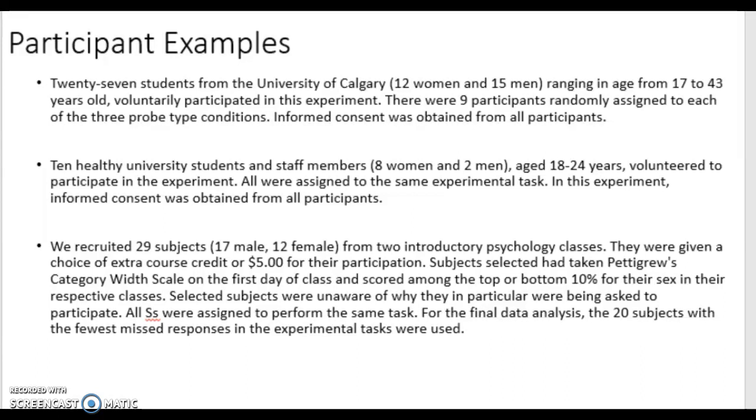Okay, so notice that if the study hasn't been done, you're going to say what the age range is, how they're going to be recruited, and how they're going to be randomly assigned. All right, so in the next one, you've got 10 healthy university students, 18 to 24 years old, they've volunteered, etc. So there's a couple of examples. So if you need to pause on this slide to look at how they write their participant examples, this would be a good moment to pause.